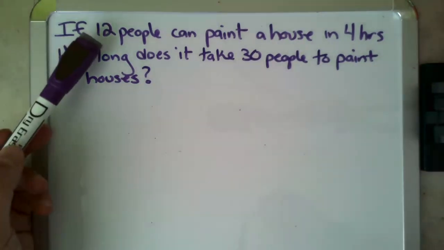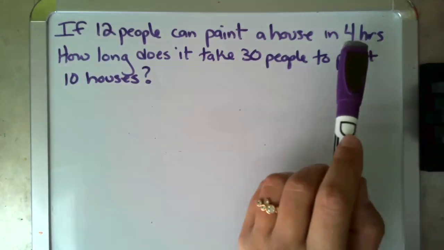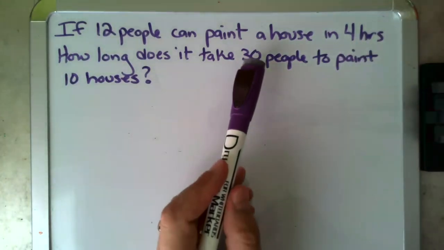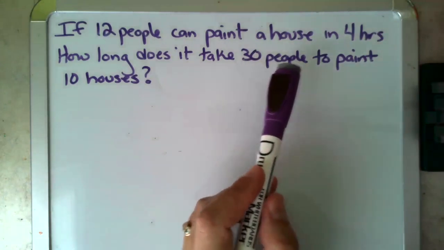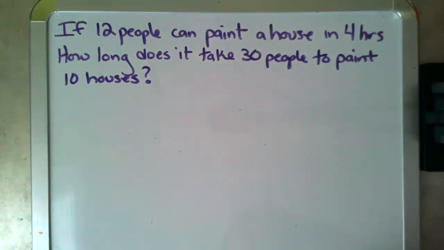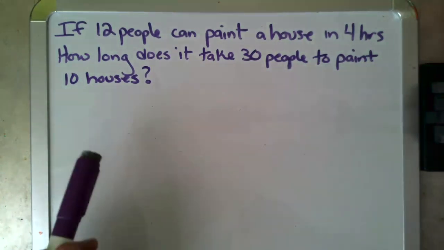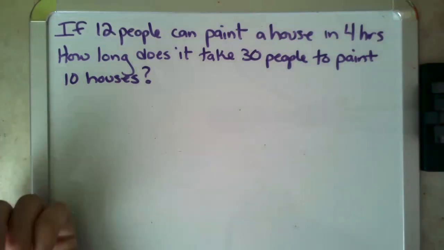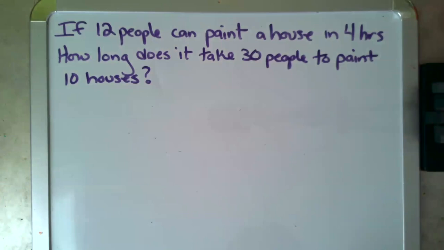The more people we have, the fewer hours it will take. So if we have 30 people doing something, we can expect hours to reduce, right? More people, less time. There's an inverse relationship between the number of people working and the amount of time it'll take. And then at the end, we need to multiply our jobs by 10 because we're not doing 1 job, we're doing 10 jobs.